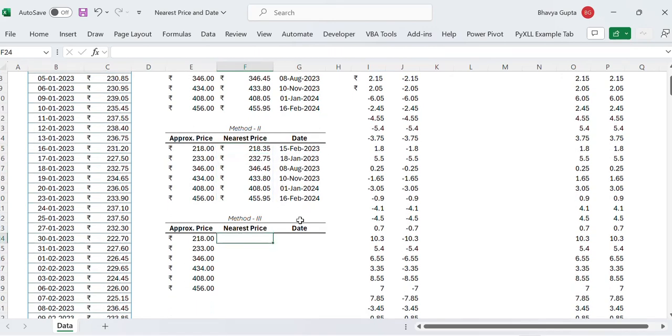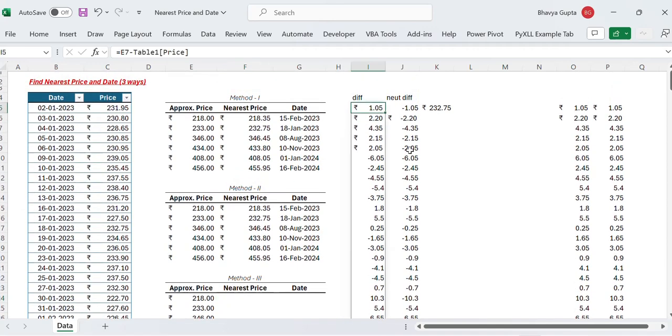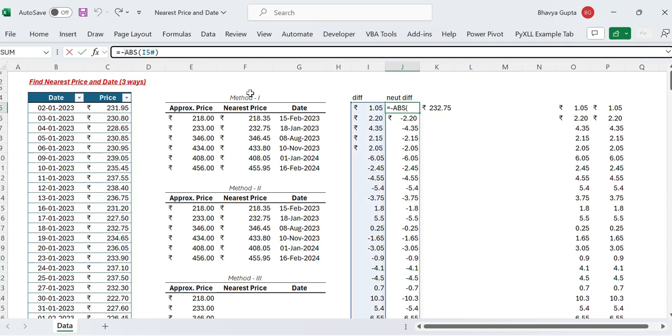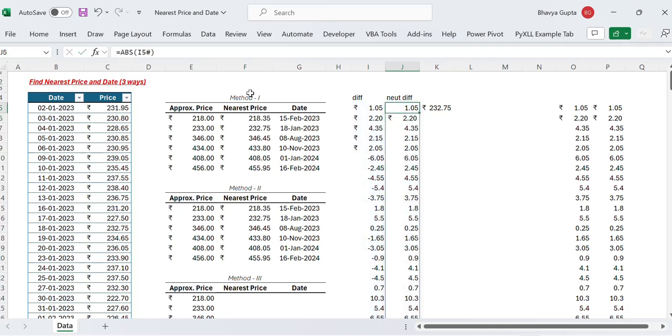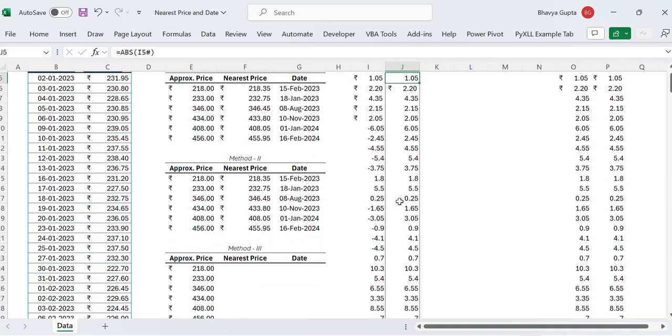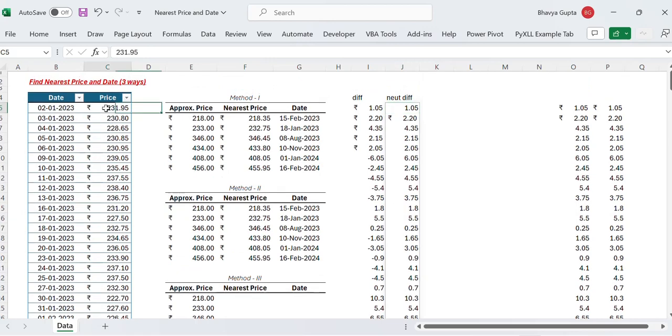Now let's proceed with method 3, and let's see what we have here. Again, the first two steps will be the same. That is, we have to find out the differences, then we have to neutralize the differences, and let's say we make these differences positive. We have this result here. We can remove this now. This was method 2. In method 3, we can sort the neutralized differences and then accordingly sort the prices as well and return the first price. So that will be the idea here.